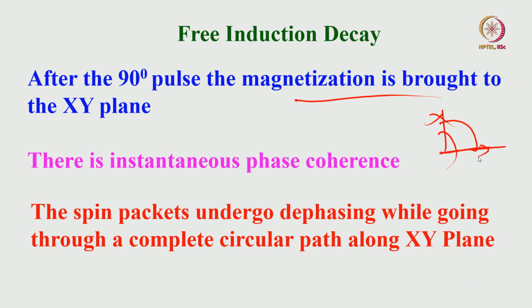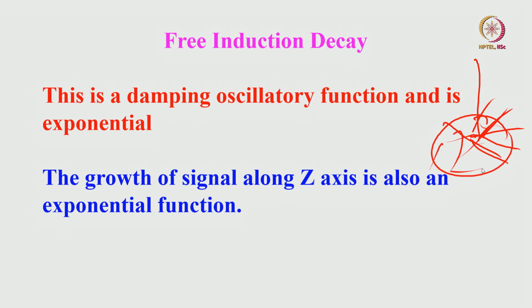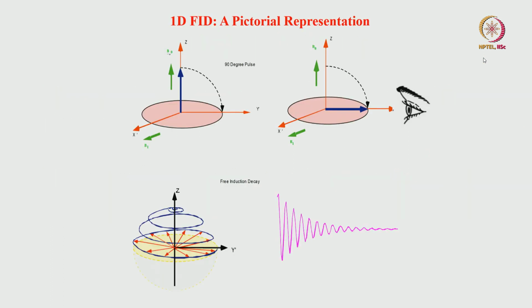But what happens? This phase coherence is not maintained for a long time. The spins start undergoing dephasing. Different nuclear vectors, which were brought here, start moving like this. They will completely get dephased in the xy plane. After that, because it is a perturbed system, perturbed from equilibrium, it has to go back to equilibrium. Then while undergoing decay in the xy plane, it starts going back along the z axis, it grows along the z axis, okay, and this is an exponential function.